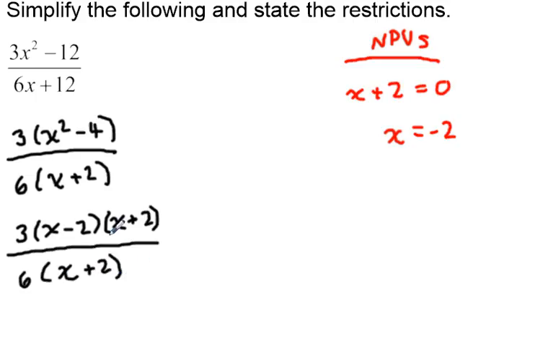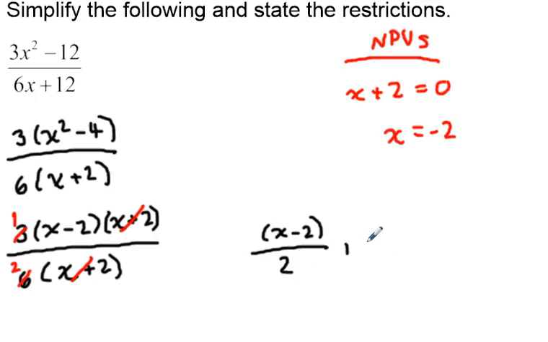So now comparing the numerator and the denominator, I've got a common factor of x plus 2 here and here. And I've also got 3 over 6. So I can divide 3 by 3 once, and I can divide 6 by 3 twice. So I get a final expression here of x minus 2 over 2.